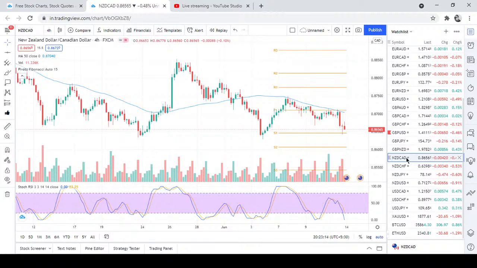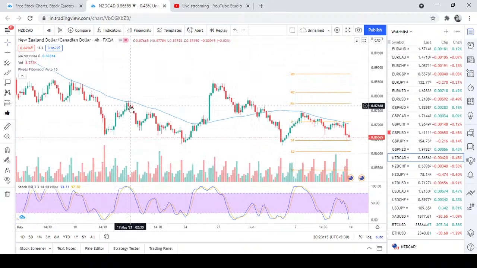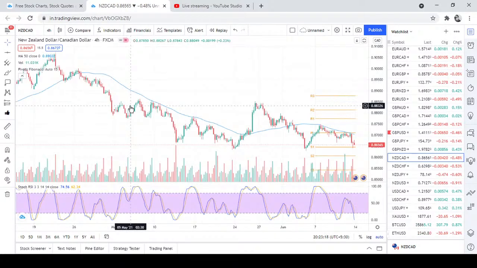So NZD CAD, New Zealand dollar, Canadian dollar. Okay, the chart looks clean. Yes, it is a clean chart. Overall, the trend is towards the downside. This is a downtrend market, and you can see that the 50 moving average is kind of acting as a resistance.